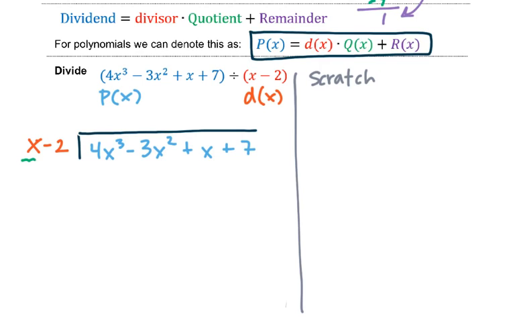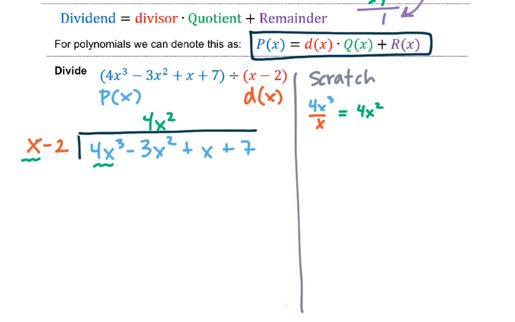So the first piece is we take the x and we divide it into 4x cubed. 4x cubed divided by x. So how many times does x go into 4x cubed? And in this case, dividing that out, we would get 4x squared. So 4x squared is going to go into my quotient above my house, and I'm going to line that up right above my other squared term. So you want to notice everything is organized. Organization is going to help us get through this problem without making mistakes.